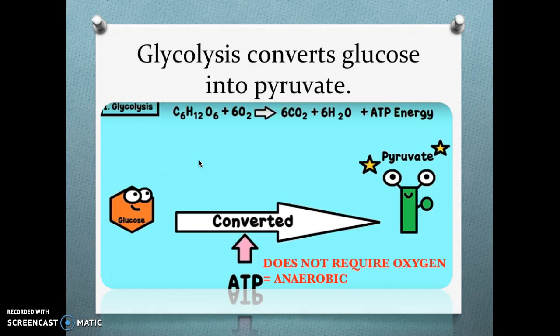So you already saw this video, and basically it just highlighted that glycolysis converts glucose into a molecule called pyruvate. And it does that using a bit of ATP. So in this reaction, you have glucose as your input, as well as some ATP, and you're going to get out pyruvate. And they highlight that this reaction does not require oxygen. So that means it's an anaerobic process. So glycolysis can occur whether there's oxygen in the environment or not. It doesn't really matter.